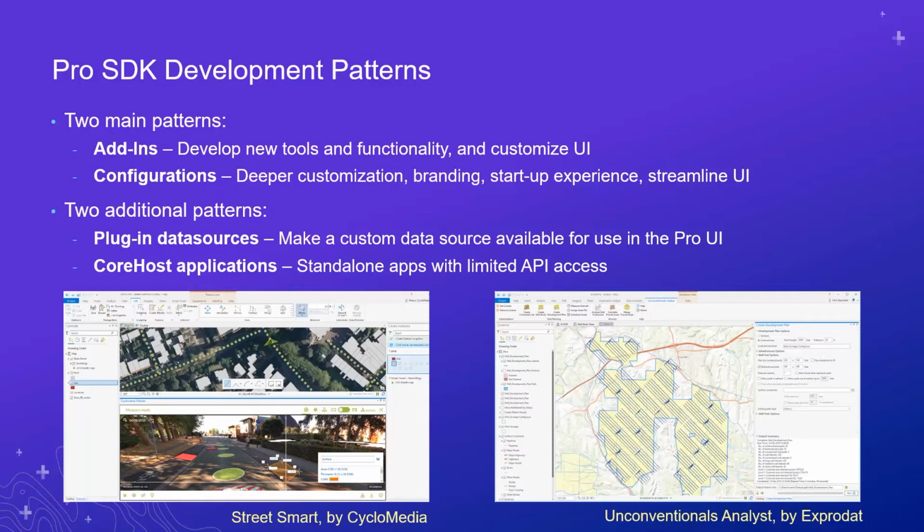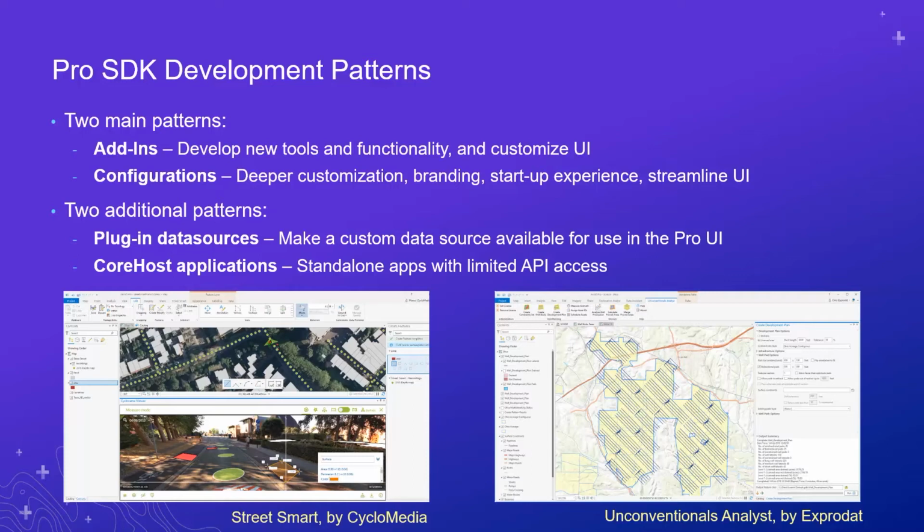The second pattern is configurations. These allow you to have a whole other level of customization. It provides all of the capabilities of traditional add-ins, plus the ability to have an overall customized startup experience for Pro. So you could have a custom splash screen, a custom start page, run custom logic, and essentially streamline the application as well, removing different tabs off of the ribbon and focusing on just the tools and workflow that are needed for your application.